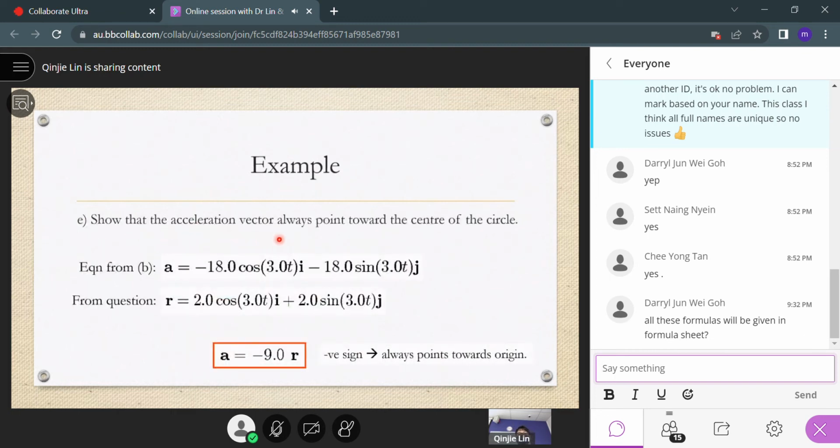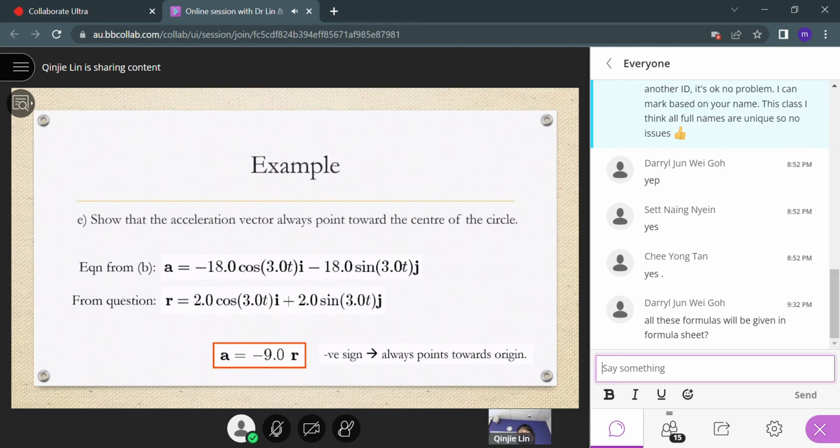Part E, show that the acceleration vector always points towards the center of the circle. So from part D, we came out with this equation, right? Acceleration equals something. This is given in the question, they give us the position vector. If you compare these two, you'll realize acceleration equals something negative of the position vector. Which means acceleration is always in the opposite direction to the position vector.